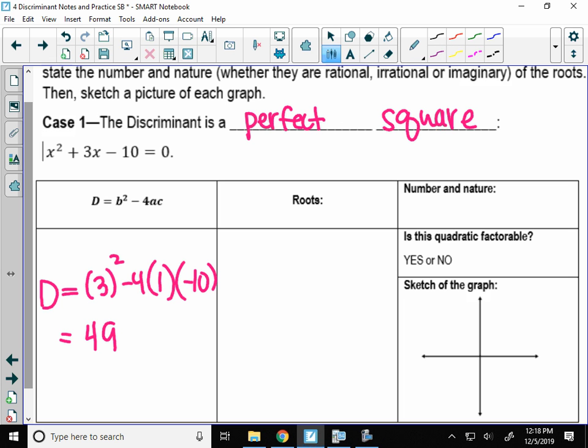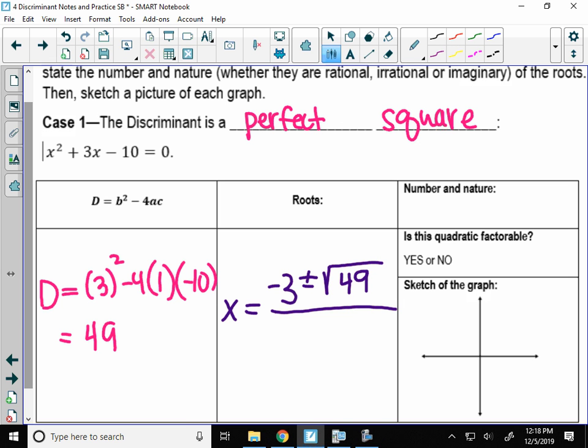So let's use the quadratic formula, let's put it back in our brain, and calculate what are the actual roots of this graph, because that's what I'm trying to find. When the number under the radical is a perfect square, what does that tell me about the x-intercepts? So let's use our formula, x equals. Who can tell me what I have to do first in the quadratic formula? X, negative b. So what's the opposite of b? Negative 3 plus or minus the square root of 49.